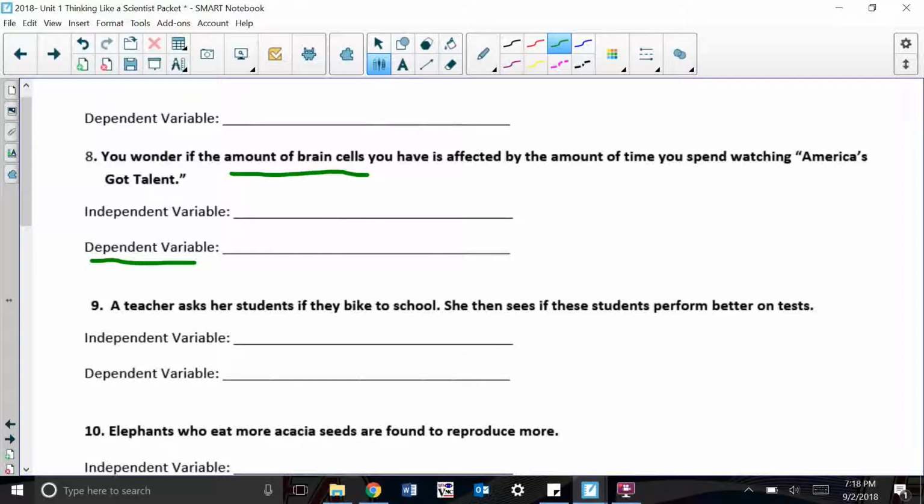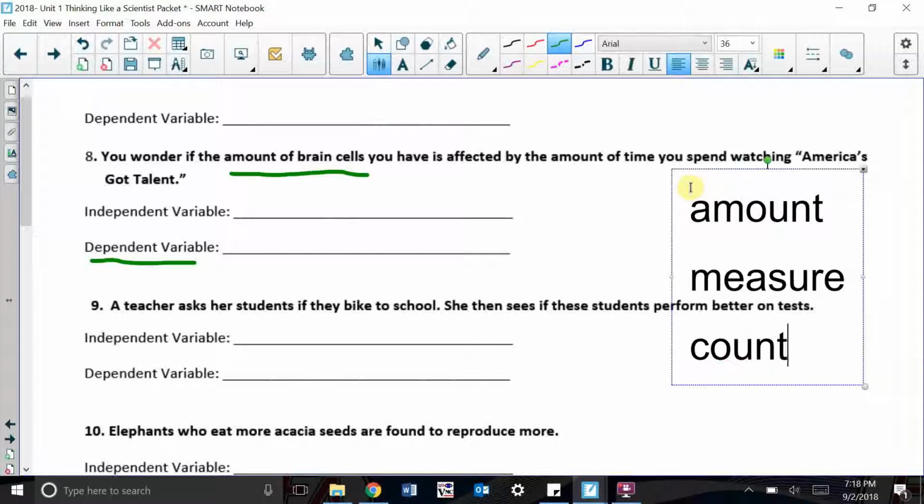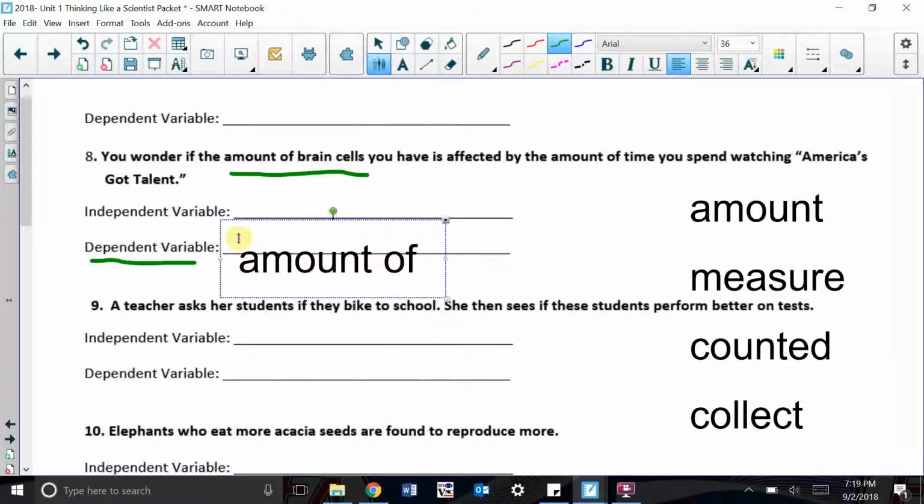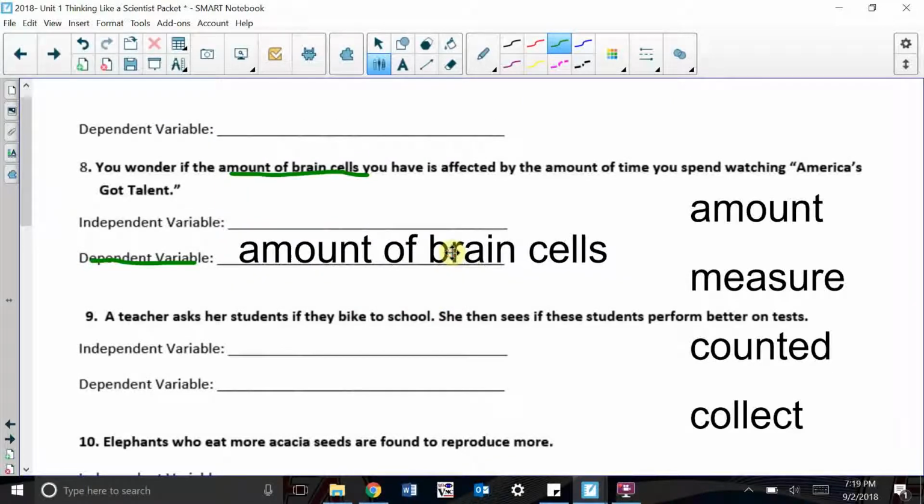So an easy way to always tell for our dependent variable is look for those keywords: amount, measure, counted, collect, something along those lines. Those are our keywords to tell us, hey, we're measuring that. So that's going to be our dependent variable. Our dependent variable here is going to be amount of brain cells. And again, I don't just want to put brain cells. I want to put amount because I could argue how large they are, the shape of them, the color of the brain cells. Right now, I'm measuring the amount of brain cells.